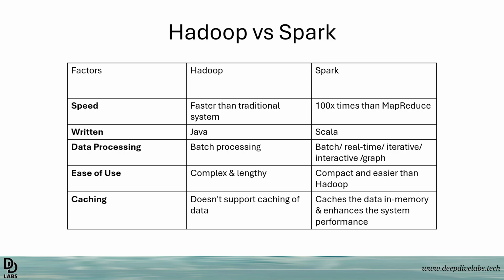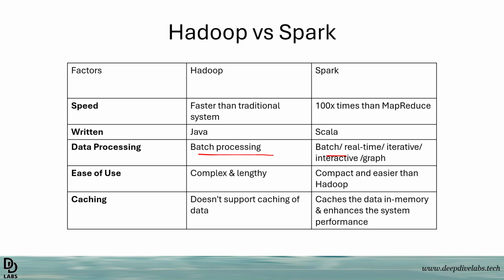So I'd like to quickly distinguish between Hadoop and Spark. Earlier we looked at Hadoop, Pig and Hive, right? With regard to speed, Hadoop is faster than any traditional system. Spark is much faster than MapReduce. Hadoop is essentially written in Java, whereas Spark inherently is written in Scala, but you can program now in Python or R. Hadoop is written as a batch processing engine, whereas Spark is a unified data processing engine for batch, real-time, iterative graph processing, as we have seen.